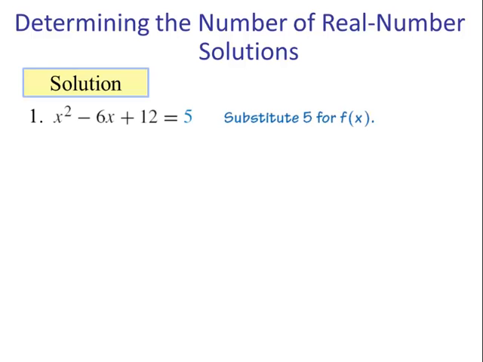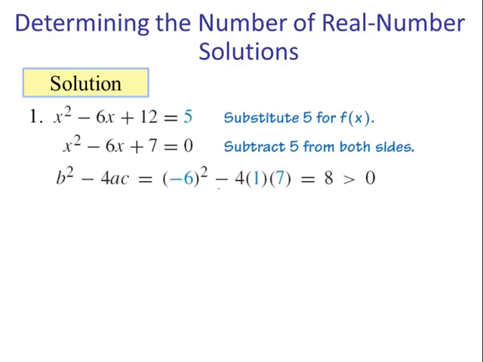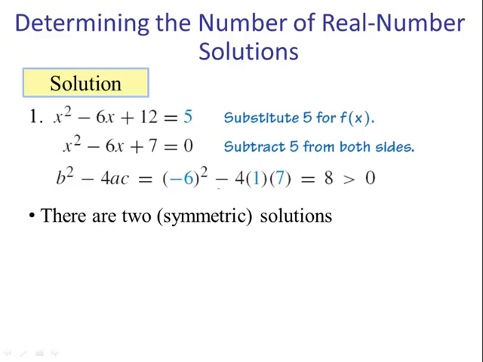X squared minus 6x plus 12 equals 5. We have to put this in standard form, so we have to subtract 5 from both sides. We get x squared minus 6x plus 7 equals 0. A is 1, b is negative 6, and c is 7. Plugging these values in the discriminant, we get negative 6 squared minus 4 times 1 times 7, which gives us a value of 8. 8 is greater than 0, so we have two real solutions.